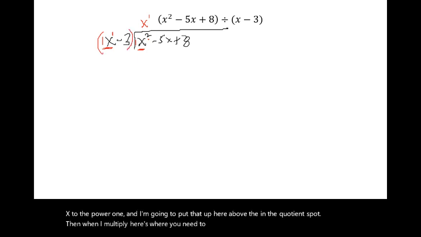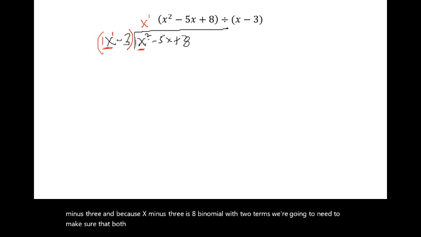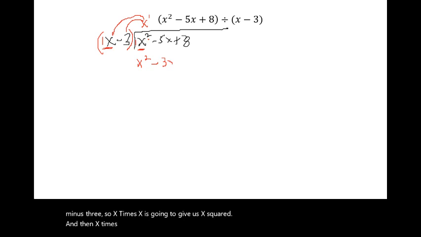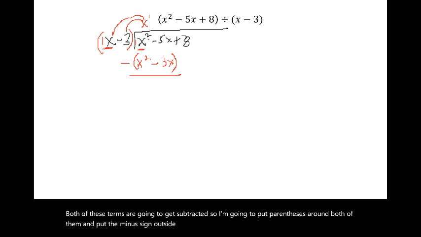So we're going to multiply x by x minus 3, and because x minus 3 is a binomial with 2 terms, we're going to need to make sure that both terms get multiplied. So I'm going to have to distribute this x to this x minus 3. So x times x is going to give us x squared, and then x times negative 3 is going to give us negative 3x. Now, both of these terms are going to get subtracted, so I'm going to put parentheses around both of them and put the minus sign outside the parentheses because both terms are going to get subtracted.